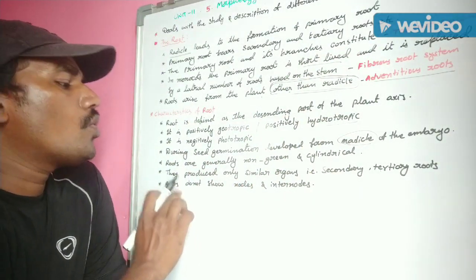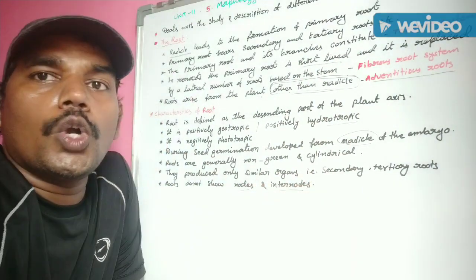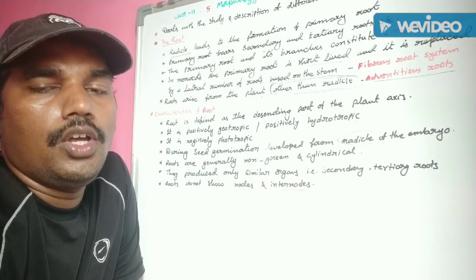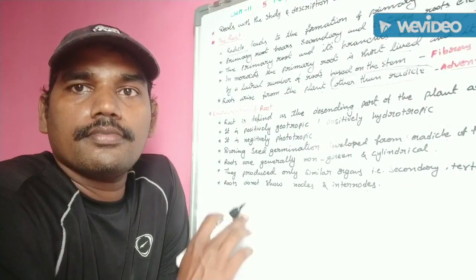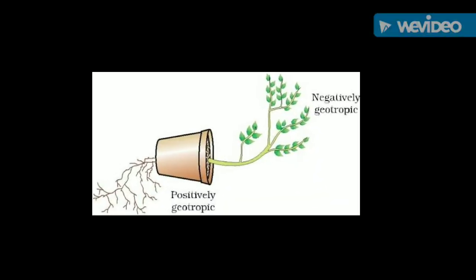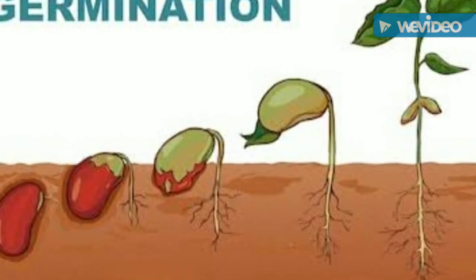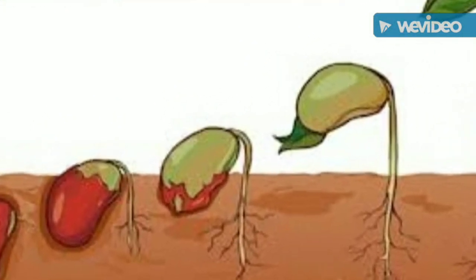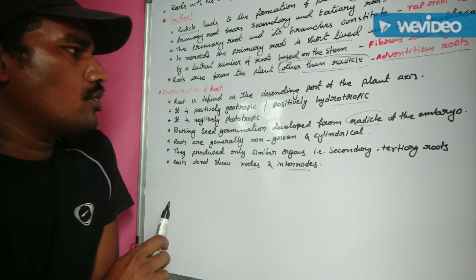Next one. Roots do not show nodes and internodal regions. Nodes and internodes are not present in the roots. Okay. These are the main characters of the roots.